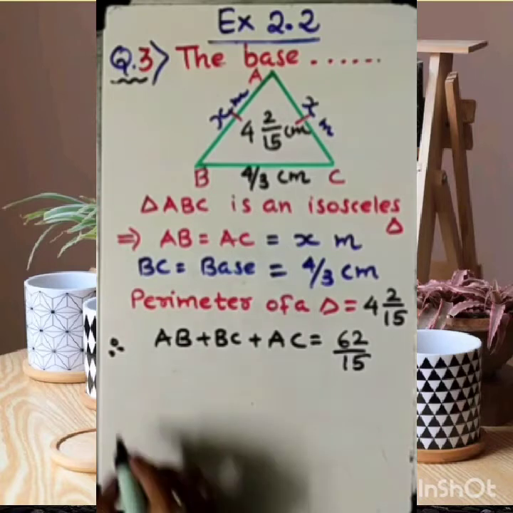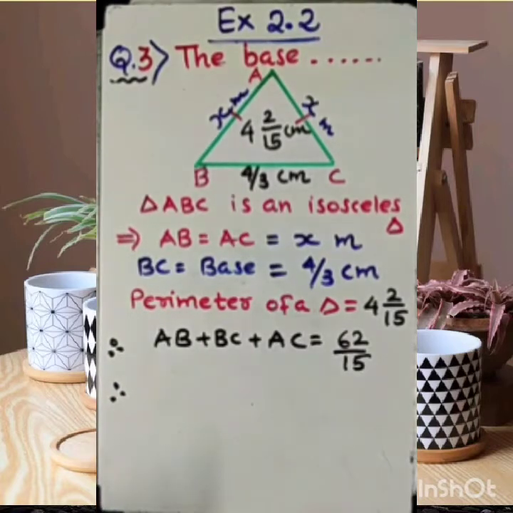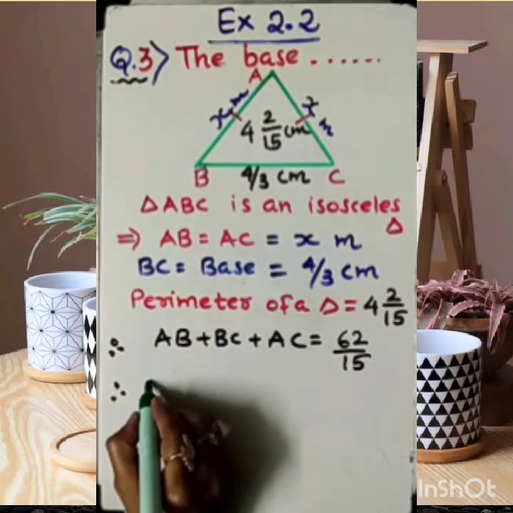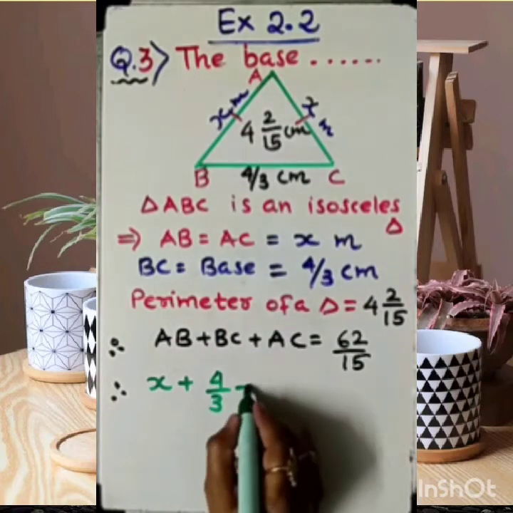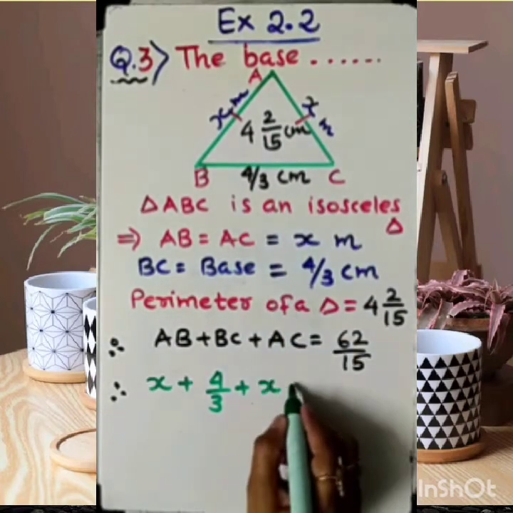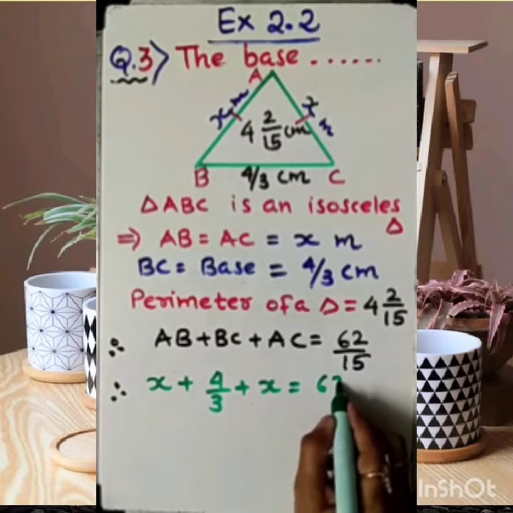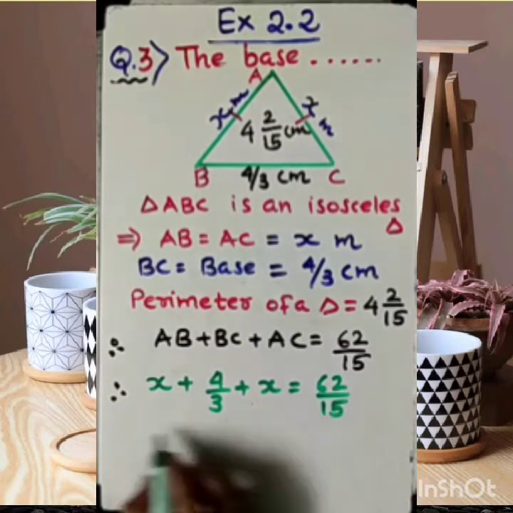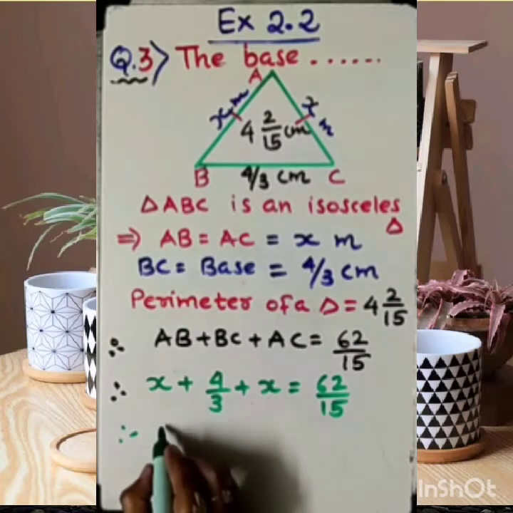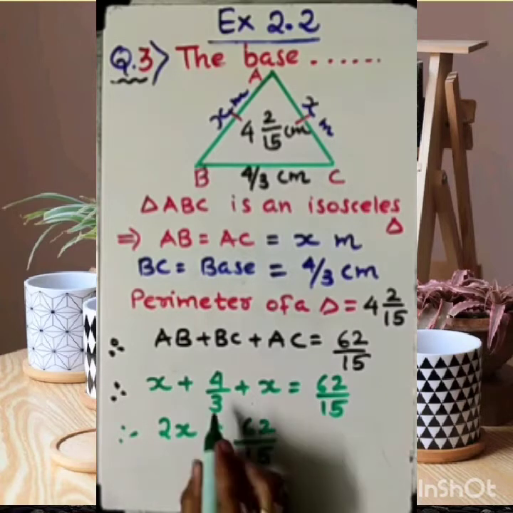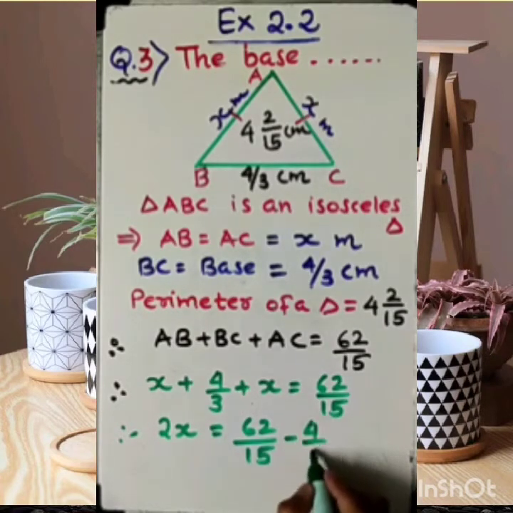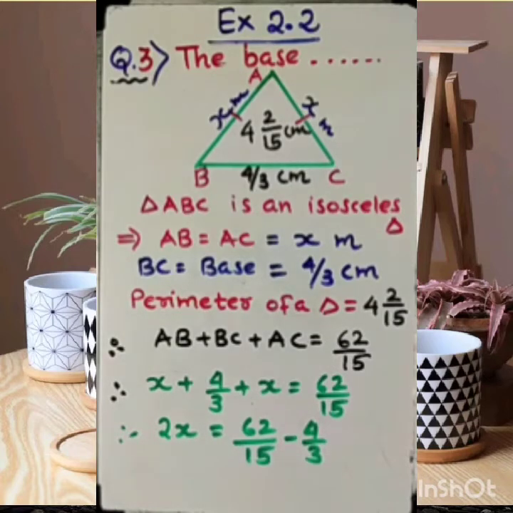Fine? Easy? Now dear student, what about the sum of all these three sides? So, we know that AB, the value is x. What is BC? That is 4 by 3. What is AC? That is again x, equal to 62 by 50. Let me keep it as it is. Now x plus x is 2x, we know, right? So 62 upon 15. This 4 by 3 I am transposing to the right side, so it becomes minus 4 by 3. Once again I am explaining this step.